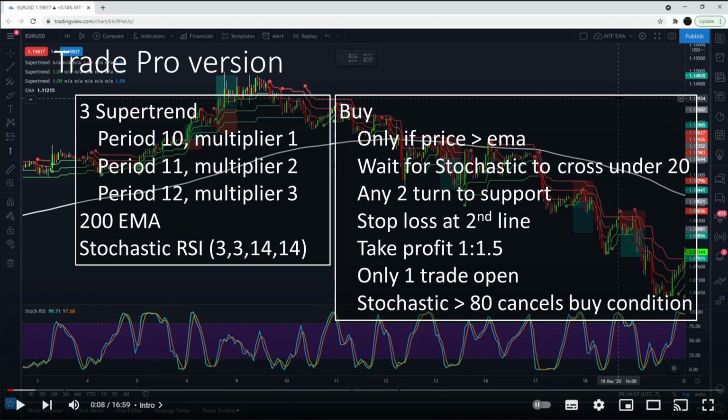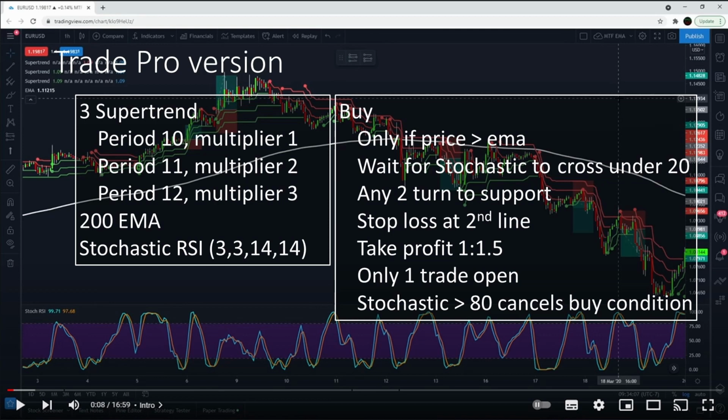As well as adding the extra indicators, TradePro has changed the trading rules a little. So beginning with the EMA, only buy if the price is above the EMA. Then wait until the stochastic is crossing underneath the 20 line. After that, then we're setting in a buying mode, and wait then until any 2 of the Supertrend lines turn to support lines. Don't need all 3, just 2 of them to go below the price. Once that happens, we set the stop loss at the second of those Supertrend lines and take profit at 1 to 1.5.